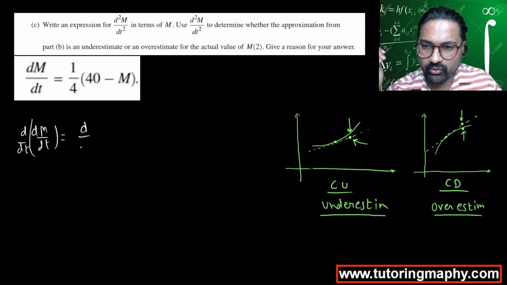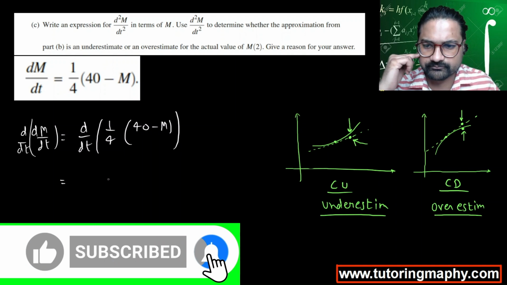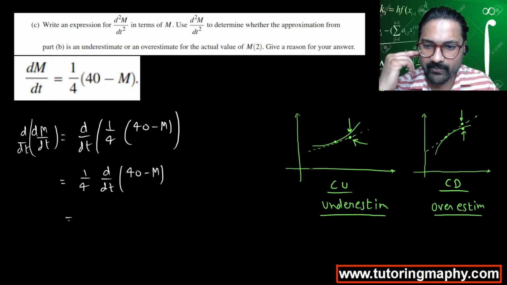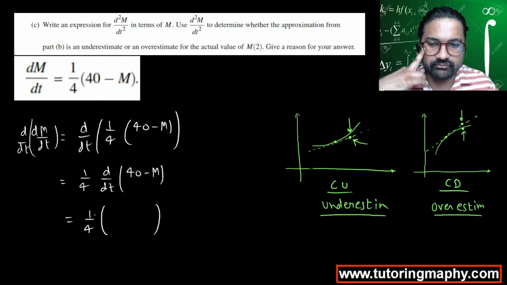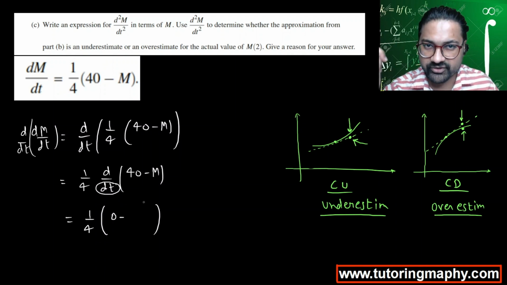So let me just go ahead and do d over dt of this thing. That's going to be d over dt of 1/4 of 40 minus m, correct? Be careful over here. Why? Because I'll tell you in a minute. 1/4 comes out, d over dt of 40 minus m. So 1/4 remains as it is. What is the derivative of 40? 0. And what is the derivative of m? Remember, that's not 1. Because that is a derivative with respect to t, we have to find the derivative with respect to t. So that is just dm over dt. This is what we have to be careful about. So this is negative 1/4 of dm over dt.